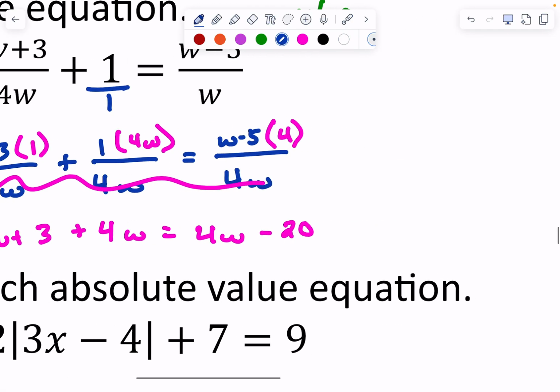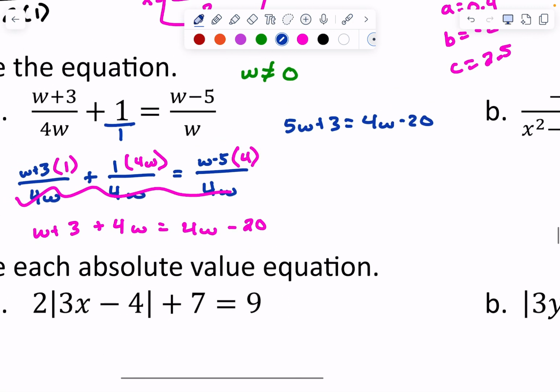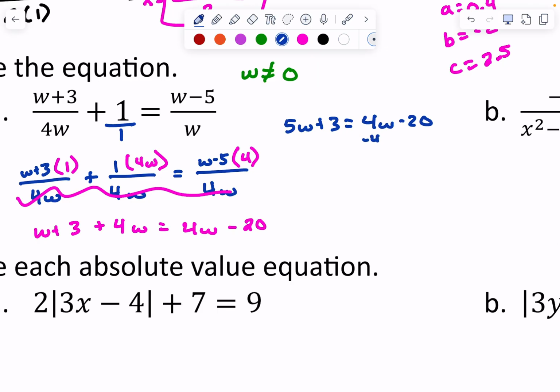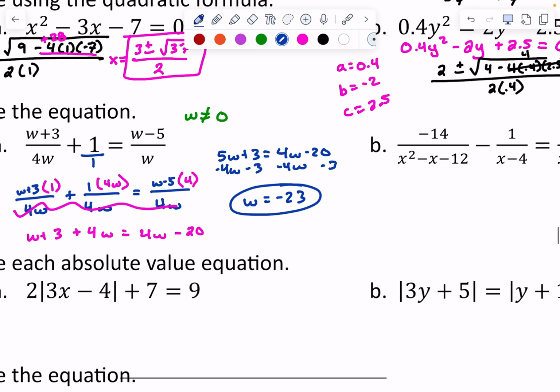5W plus 3 equals 4W minus 20. Minus 4W, and I'm going to subtract the 3. So W equals negative 23. Can W equal negative 23? You betcha.